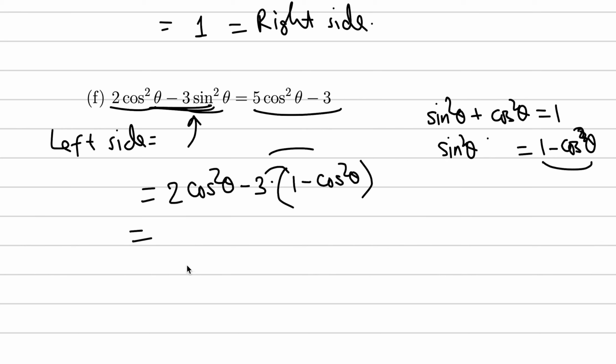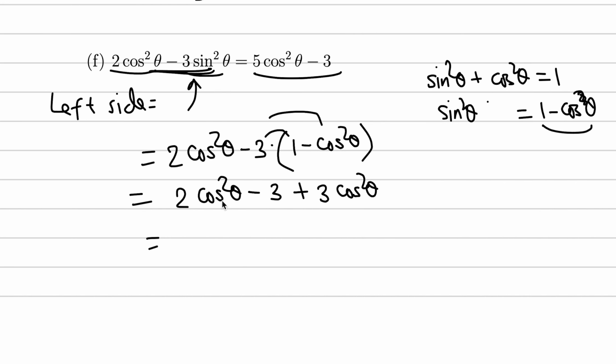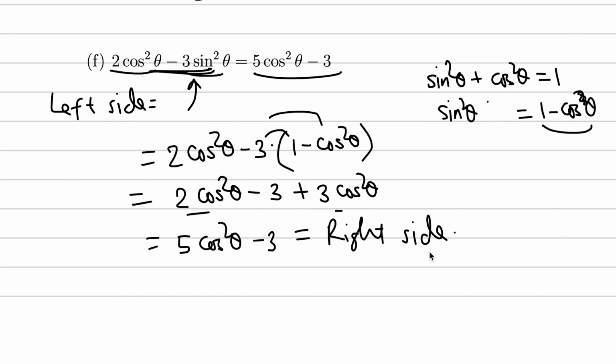Now we distribute: 2 cosine square theta minus 3, minus minus plus 3 cosine square theta. Now let's combine like terms. 2 copies of cosine square plus 3 copies of cosine square, so 5 copies of cosine square, minus 3, just 3. Oh, that's the right side, our destination. Okay, final.